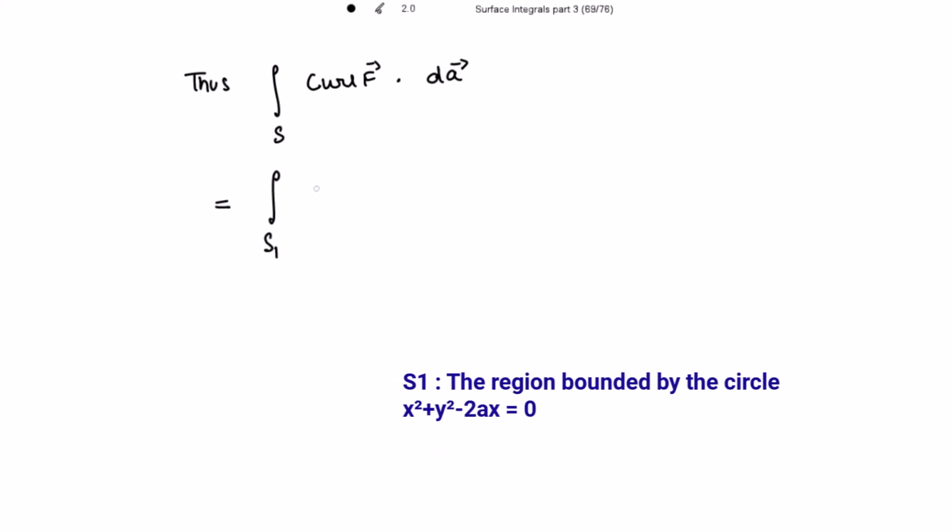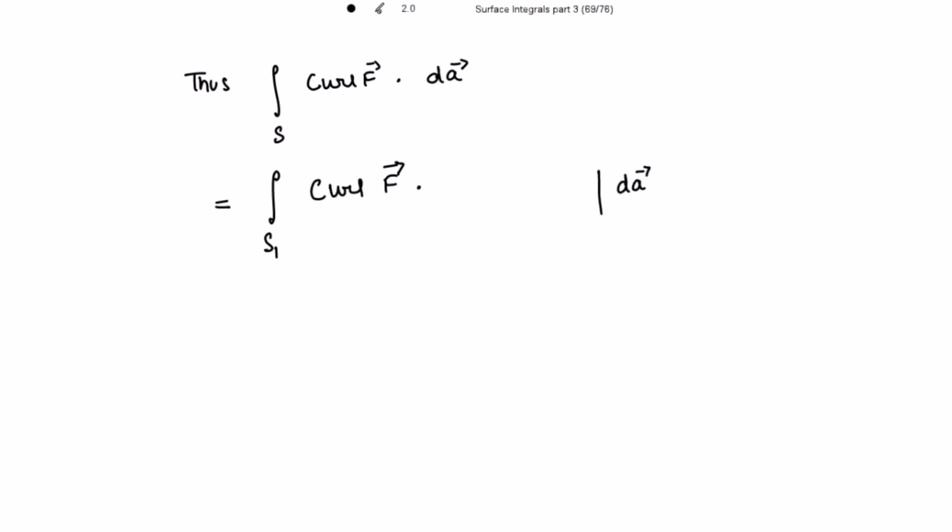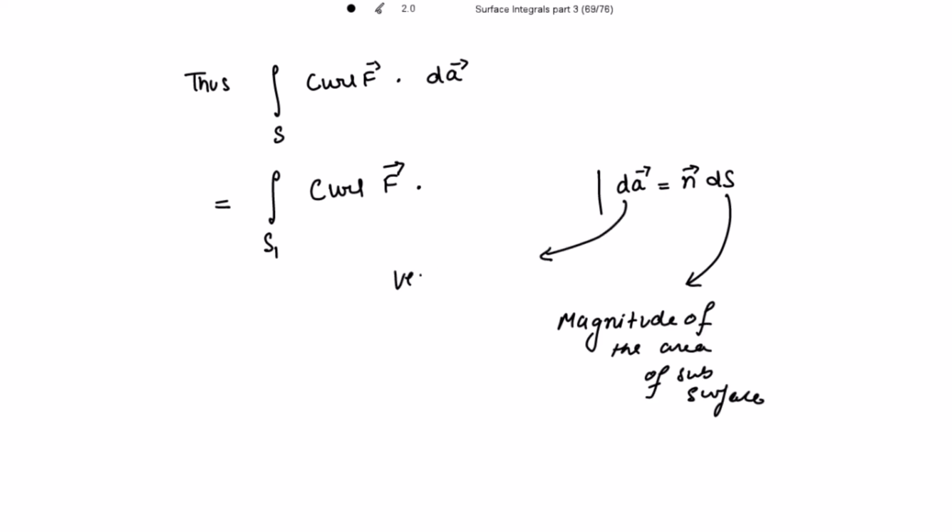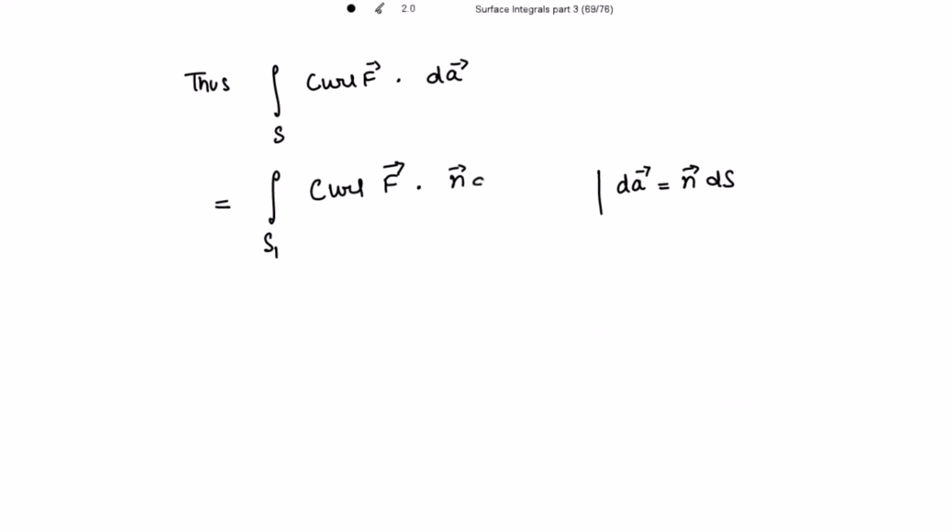So thus, the surface integral of curl of f vector dot dA vector is further equal to the surface integral over, let me take S1 here, curl of f vector dot, okay, what is dA? dA is the vector area of the subsurface, right? So this is equal to n vector ds. ds is the magnitude of the area of the subsurface. dA is the vector area of the subsurface. Very fine? Okay. So I'm writing here n vector ds.